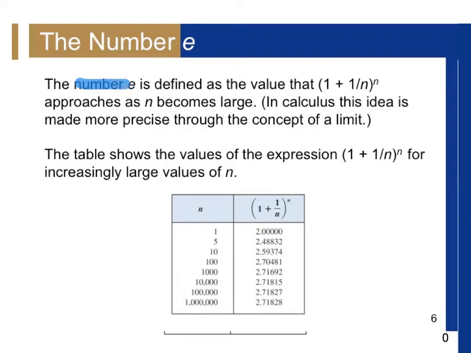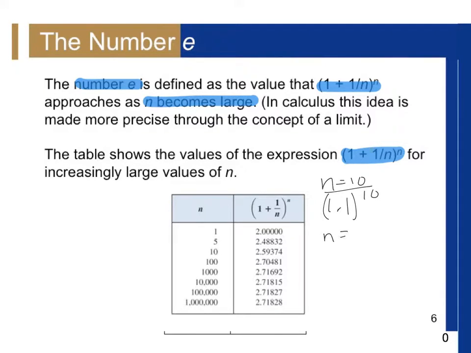The number e is a constant, and it's an irrational number, sort of like pi. The decimals just keep going, and we can't write it as a fraction of integers. So we take 1 plus 1 over n to the nth power. We start with that, and then we make n become large. For example, for n equals 10, we have 1 plus 1/10, which is 1.1, to the 10th power.